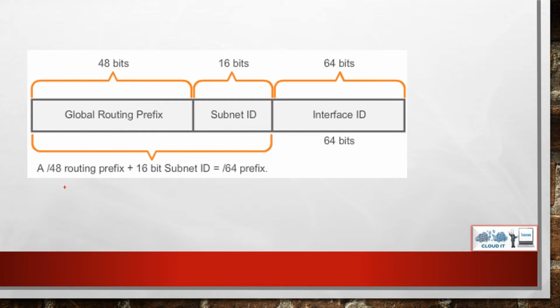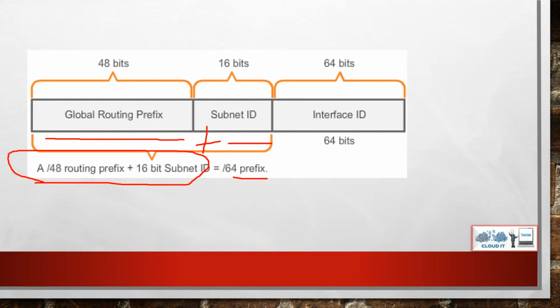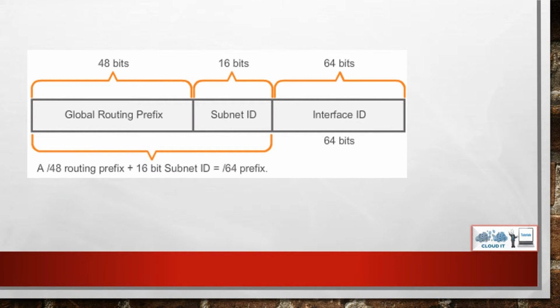So in total, this /48 global routing prefix plus this 16 bits for subnetting gives 64 bits for the prefix. So it is /64 here. And the next 64 bits represent the host part.